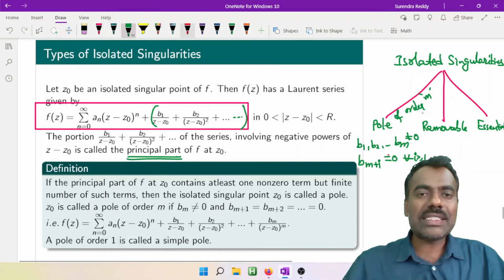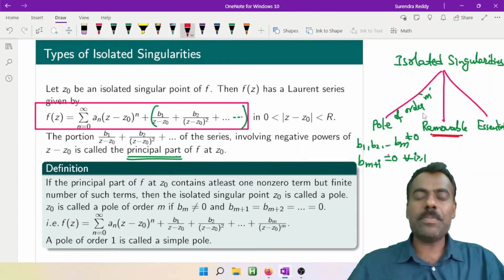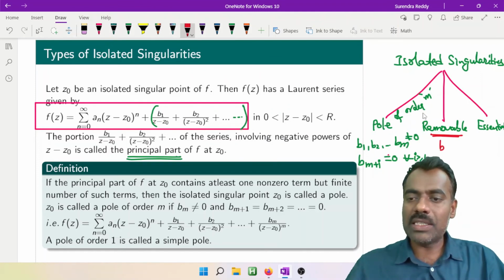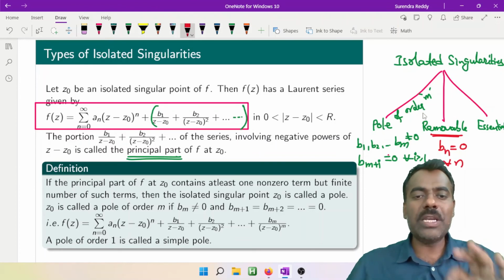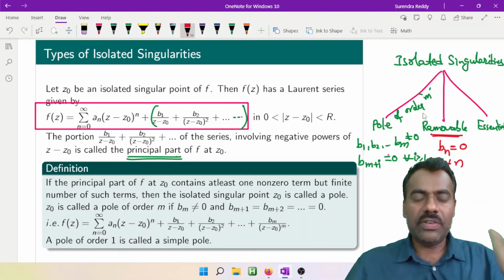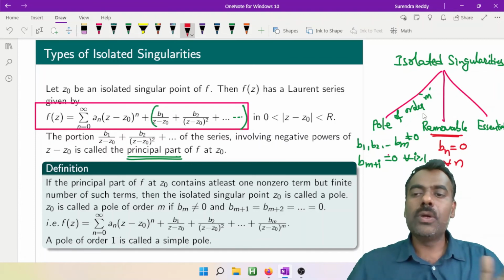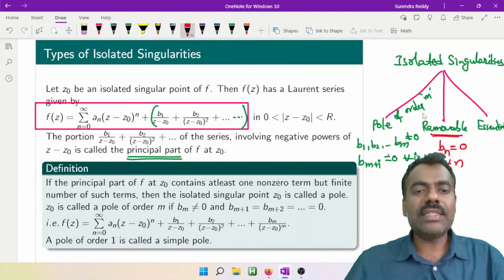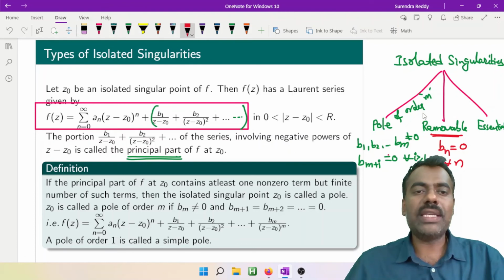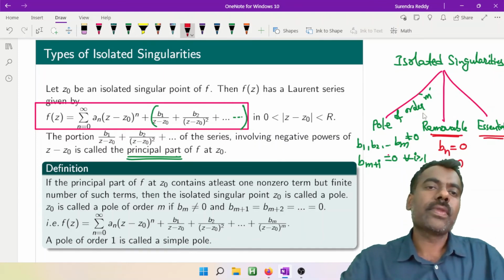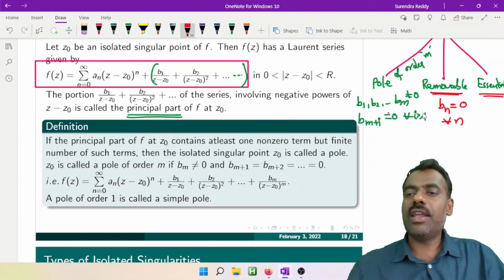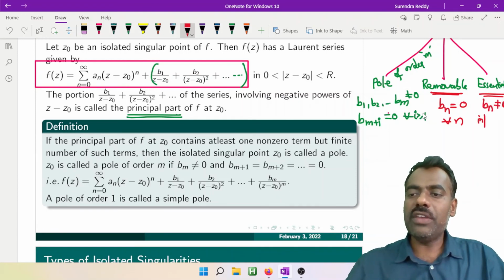Now when we say that something is a removable singularity, it means all bn's are 0, for all n. That means in your Laurent series expansion no principal part exists, then we can say that the singular point is a removable singularity. Okay. Now when we say that it is an essential singularity, it means there are infinitely many bn not equal to 0.